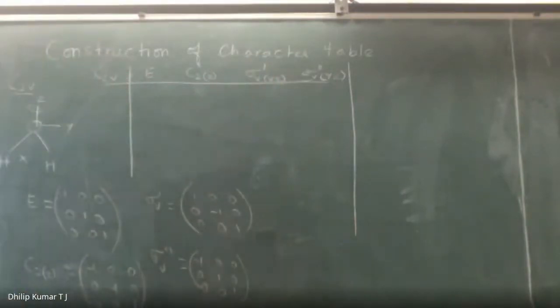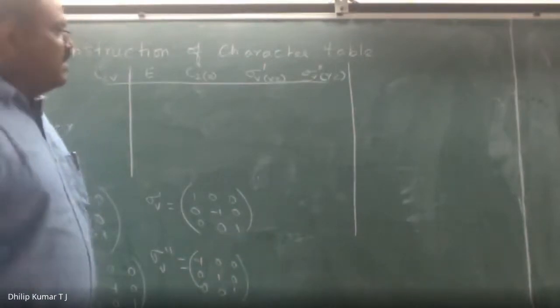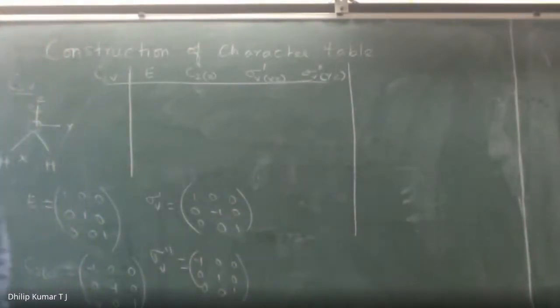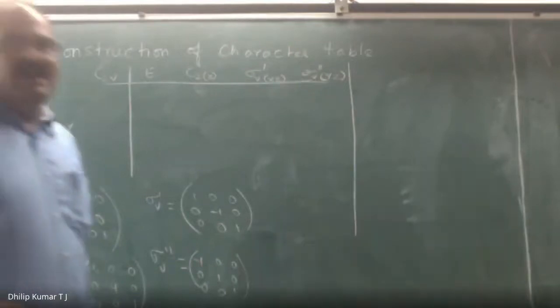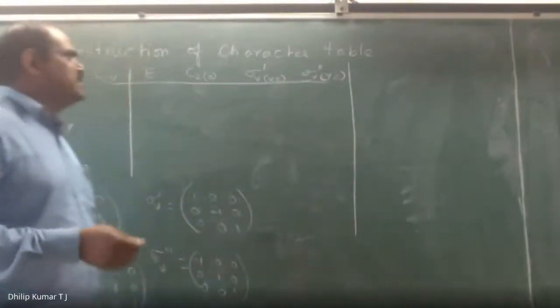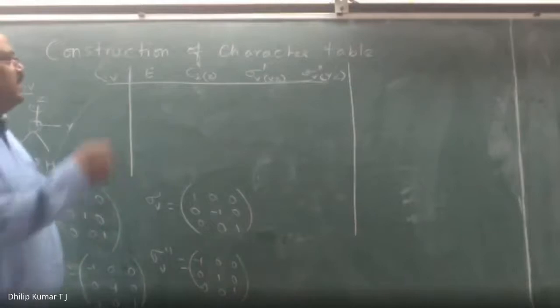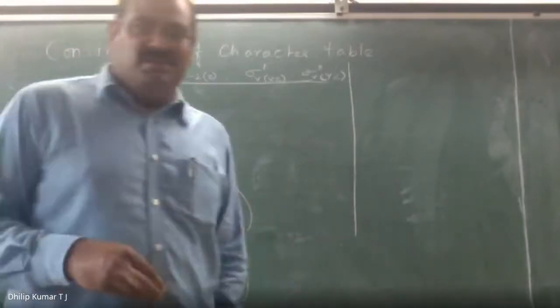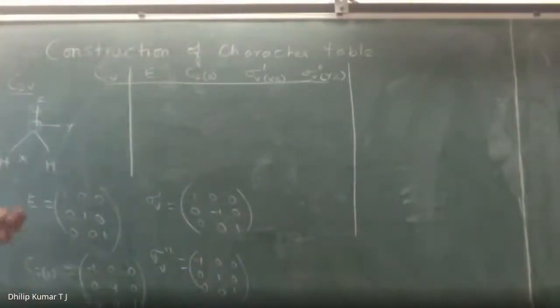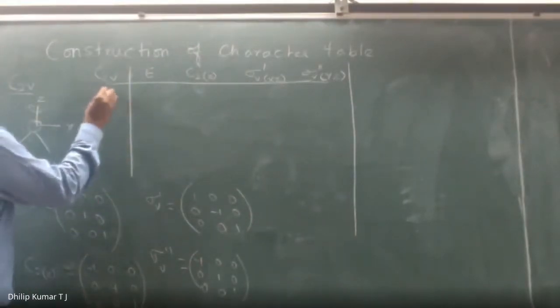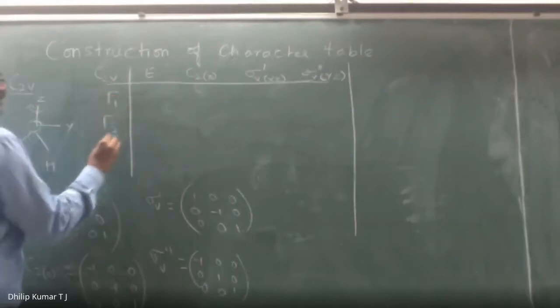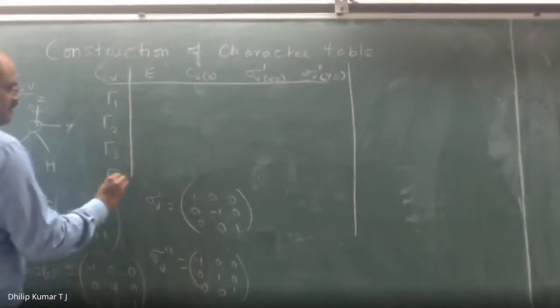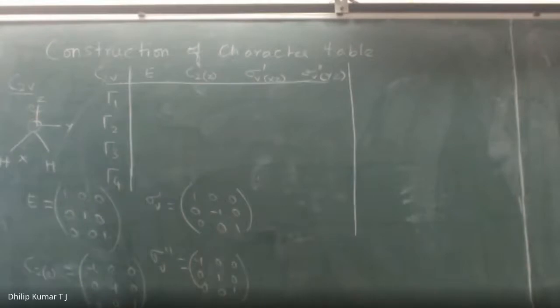And also we studied some properties of a character table, that the number of classes is equal to the number of irreducible representations. In the water molecule, if you work it out, there will be 4 classes. Each operation is a class by itself. So you have 4 irreducible representations, which I call gamma 1, gamma 2, gamma 3, and gamma 4. We don't know which one is what, so we just list all 4.